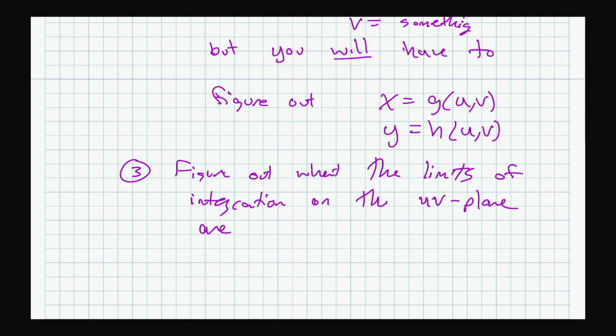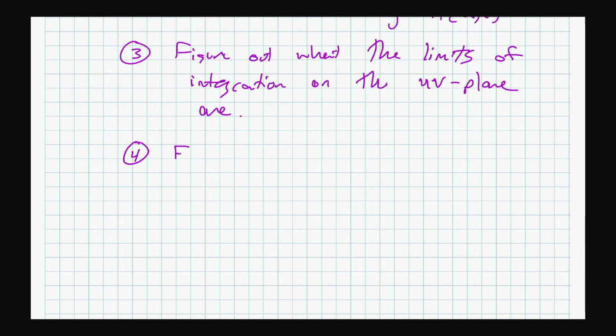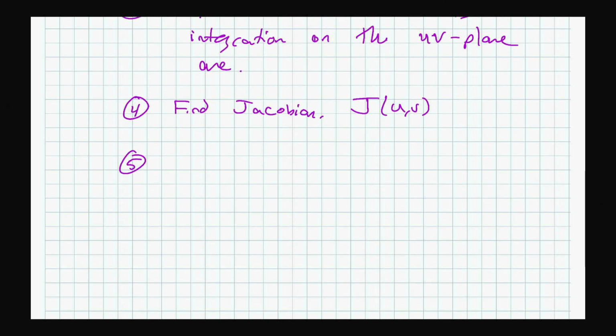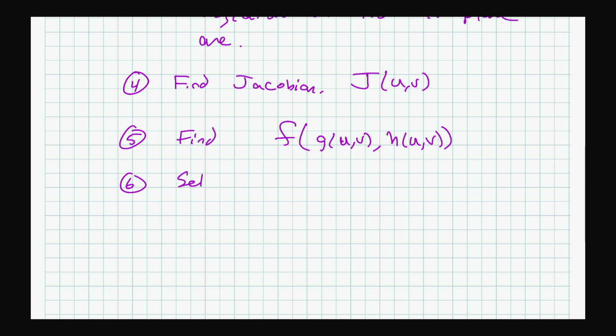Because we're setting up an integral, we'll need to know the limits of integration. You're going to need that Jacobian, J of uv. You're going to figure out what f is when you plug in your functions for x and for y. We're replacing the x's and y's with u's and v's. That's what we're saying there. And then finally, you're going to set up the integral.